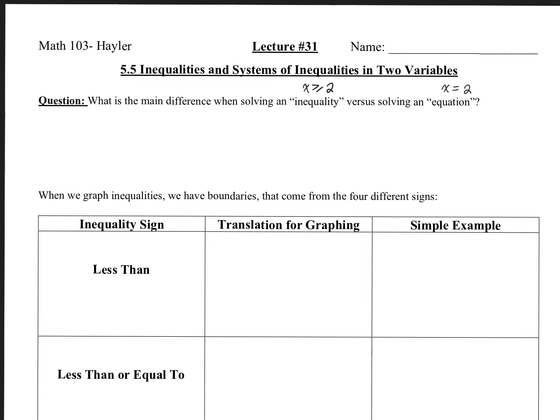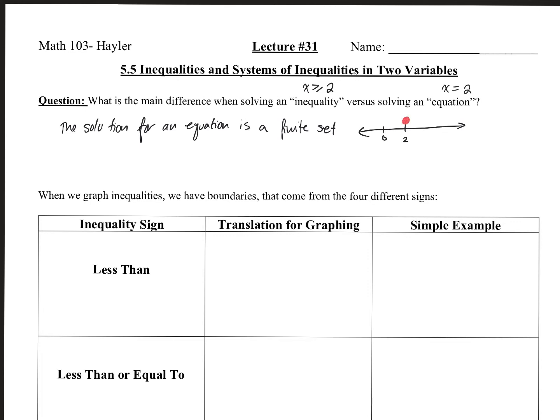All right, so what is one of the main differences? Well, a lot of the times the biggest one to note is the solution for an equation is a finite set. Sounds like a big word, but what do I mean? Well, for example, x equals 2. If I was to graph this, that would be the number 2. My solution right there. x equal to 2.